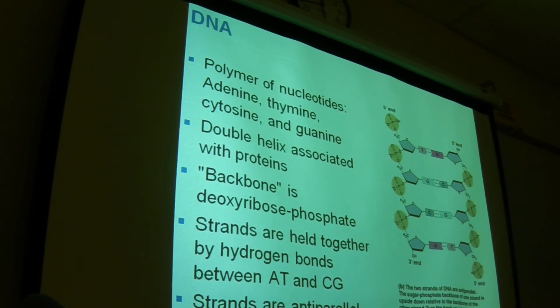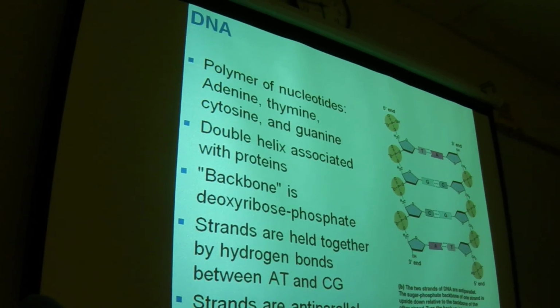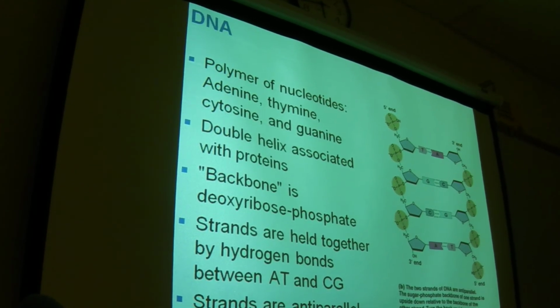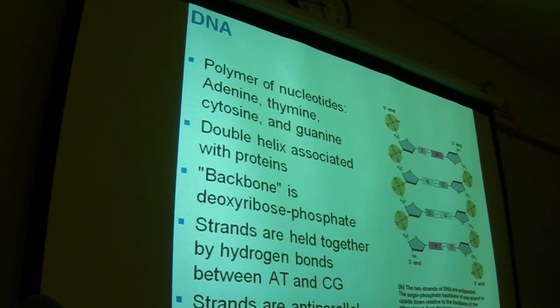So here's the basic structure of DNA. It's basically a polymer, which just means a chain of multiple nucleotides. So the base structures are all called nucleotides, and there are 4 nucleotides in DNA: adenine, thymine, cytosine, and guanine. They're usually just represented by their first letter, so A, T, C, and G. You can see here, A, T, C, and G.